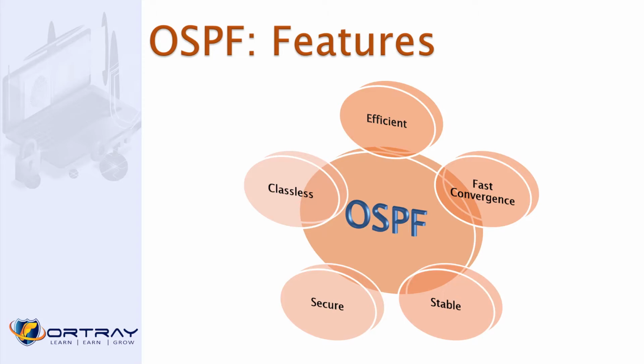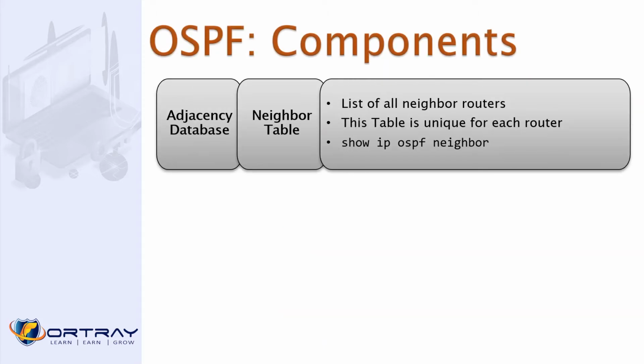Okay, let's move on. From a component point of view, similar to EIGRP, it also builds the neighbor table, a list of all the neighbor routers. The table is unique to each router. Show ip ospf neighbor is the command to verify the OSPF connectivity with the neighbors.